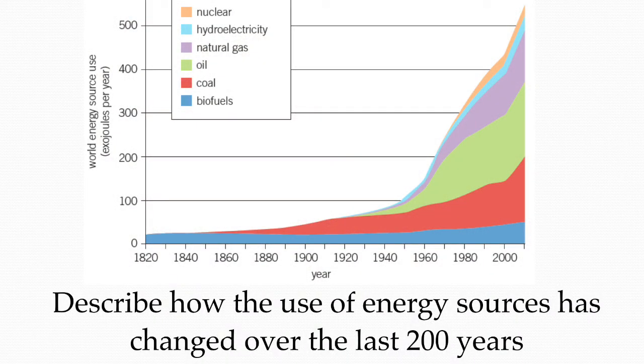I'd now like you to write a paragraph to explain how energy sources have changed over the last 200 years. You can include all the details we've already discussed and feel free to use your textbook to add more information as well. Pause the video now and try and write the paragraph, and then carry on when you're finished.